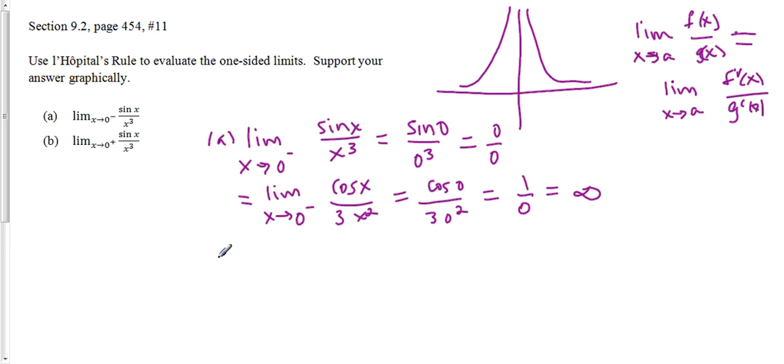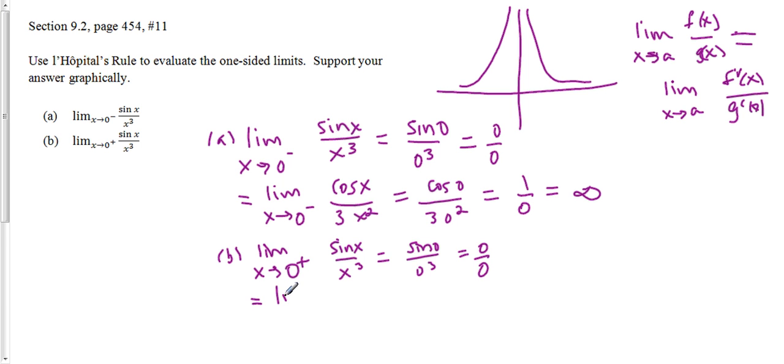All right, well, part B really shouldn't be any different, but let's look at it anyway. So now we're going to take the limit as x approaches 0 from the positive side. Still going to have sine x over x cubed. Still going to substitute in, and I'm still going to get the sine of 0 over 0 cubed, which is going to give me 0 over 0, which means I've satisfied my condition for L'Hopital's rule, and I can apply it. So I'm going to take the derivative.